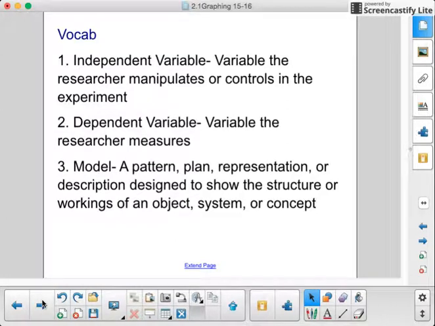The second vocab word is dependent variable. This is the variable the researcher measures. And the third vocab word is model. A model is a pattern, plan, representation, or description designed to show the structure or workings of an object, system, or concept. This word is included in this lesson because the graphs we will be making and the data tables we'll be using are considered mathematical models.